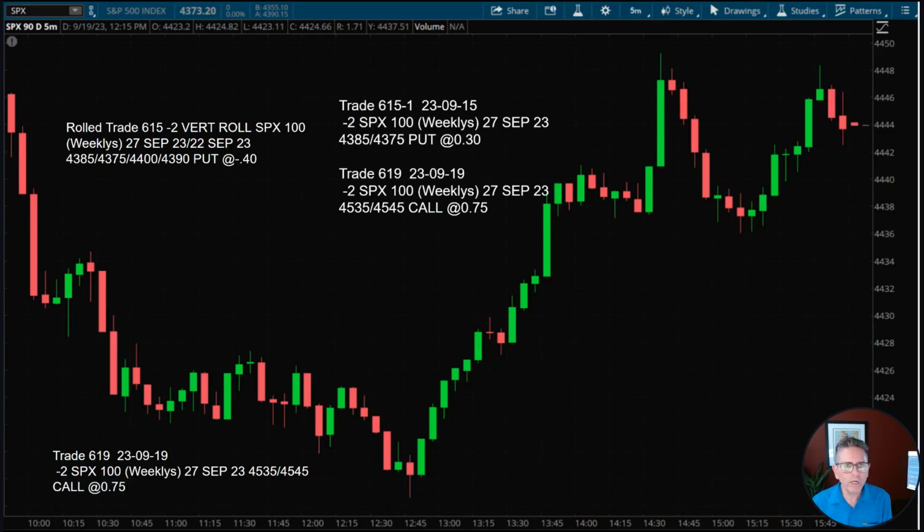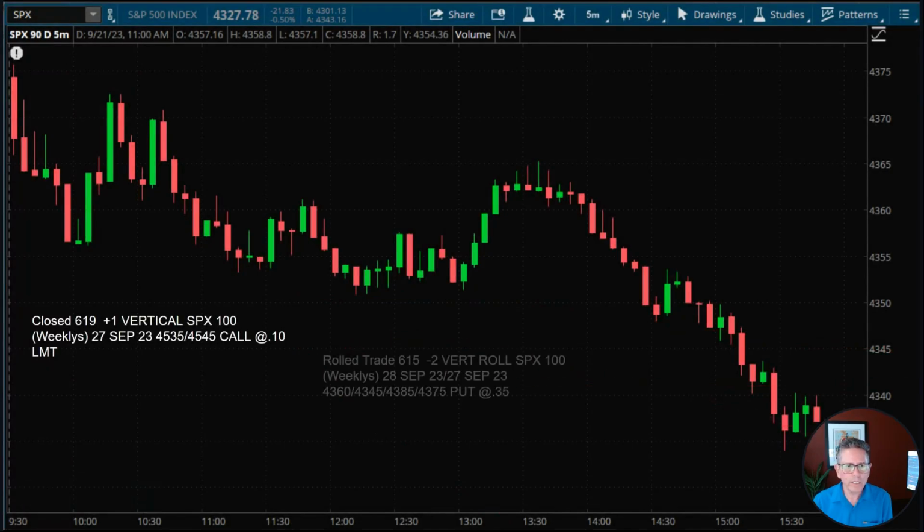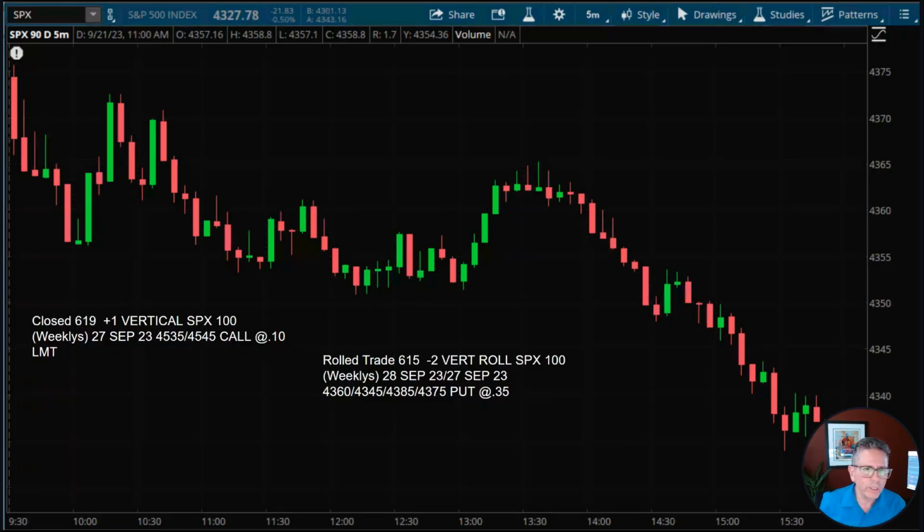So now we have these two trades, okay, and one was rolled, right? So now we have a premium of $1.65. Okay, so now the market went down. You can see we closed that position at 10 cents. We rolled the other position, the put position, and we collected 35 cents.